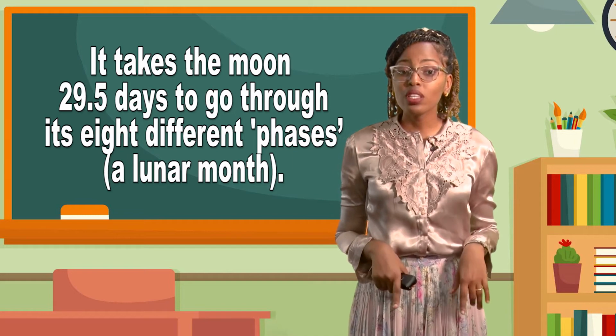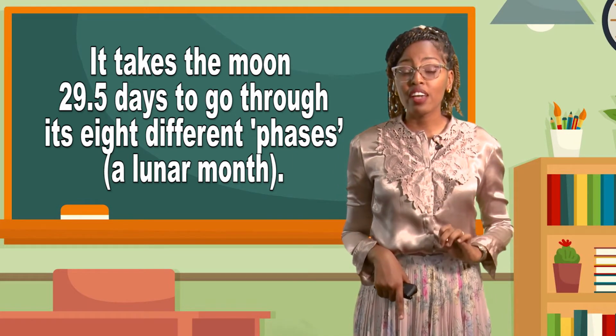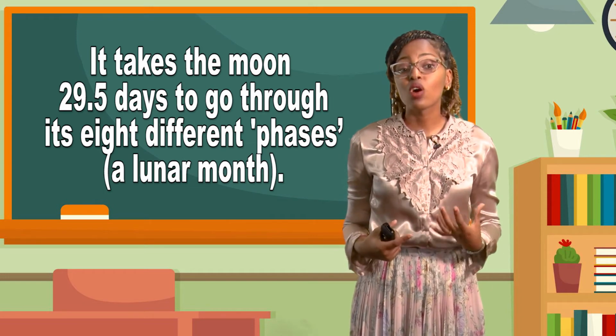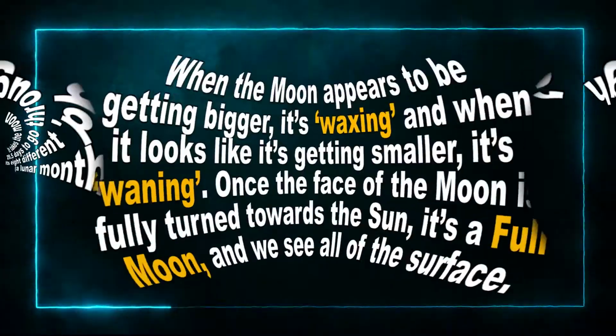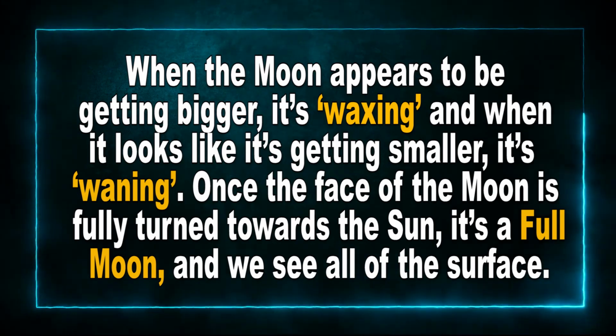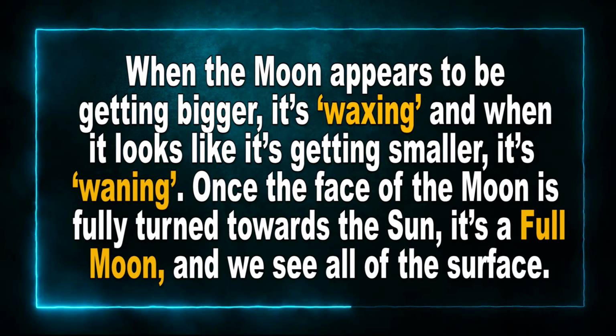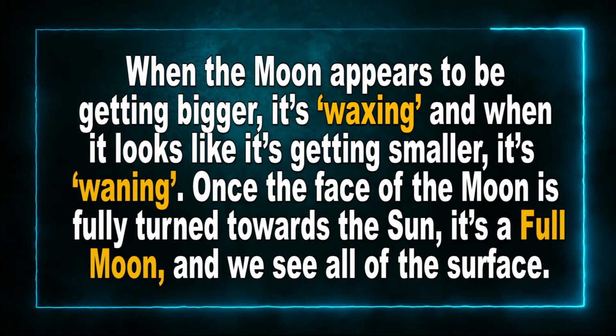It takes the moon 29.5 days to go through 8 different phases. This is called a lunar month. When the moon appears to be getting bigger, it's waxing. And when it looks like it's getting smaller, it's waning.